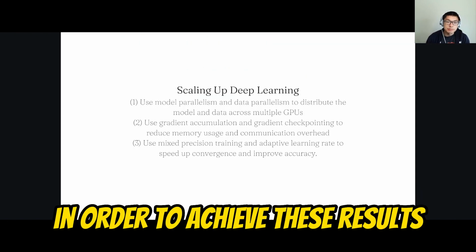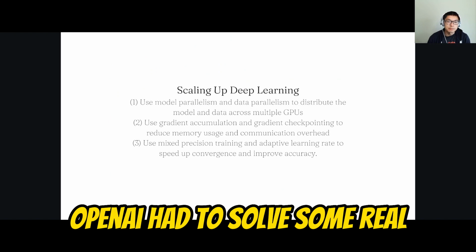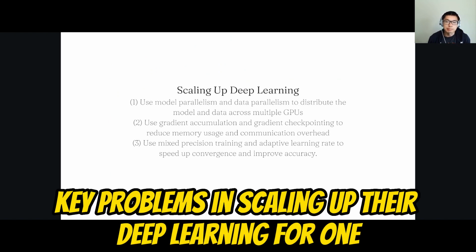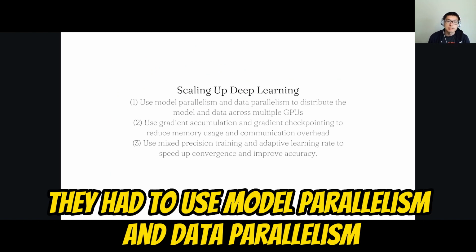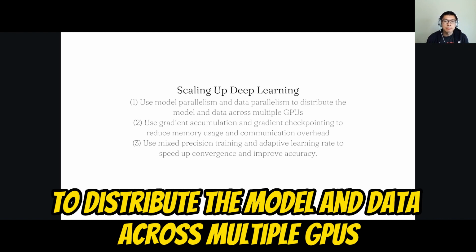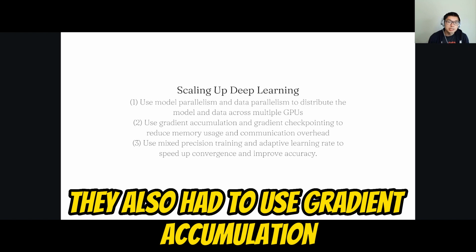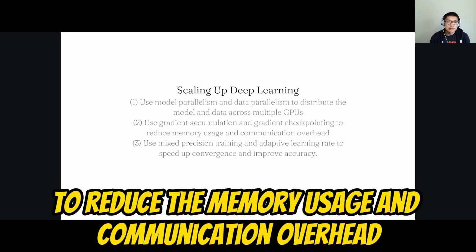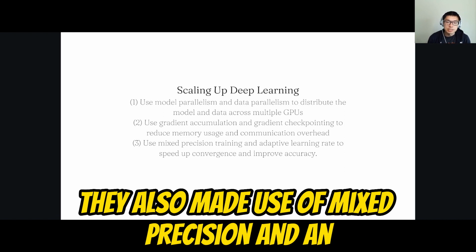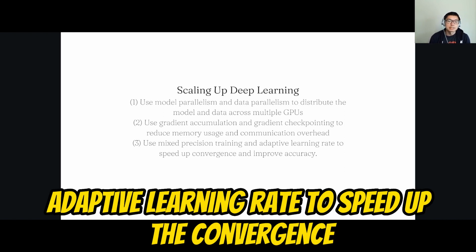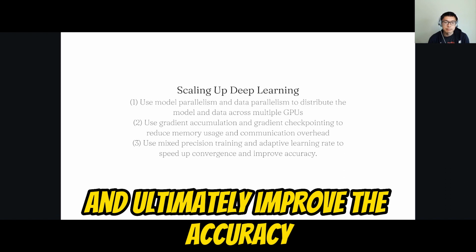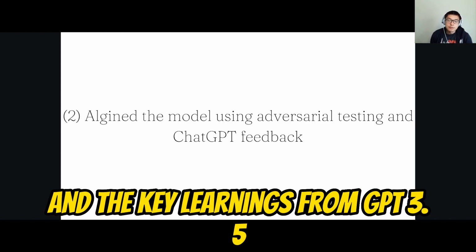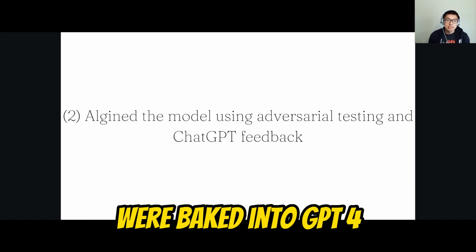In order to achieve these results, OpenAI had to solve some real key problems in scaling up their deep learning. For one, they had to use model parallelism and data parallelism to distribute the model and data across multiple GPUs. They also had to use gradient accumulation and gradient checkpointing to reduce the memory usage and communication overhead. They also made use of mixed precision and an adaptive learning rate to speed up the convergence and ultimately improve the accuracy. And the key learnings from GPT 3.5 were baked into GPT-4.